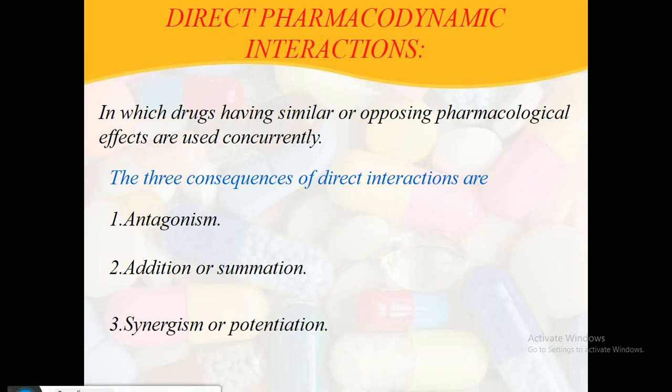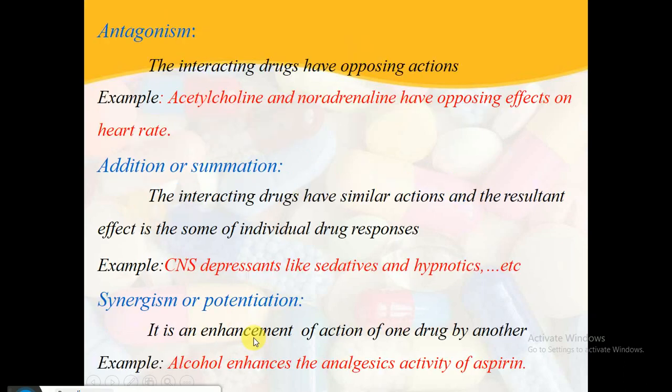What are the names of these consequences which occur after a direct drug interaction? The first one is antagonism, the second one is addition, or you can say summation, and the third one is synergistic effects, synergism, or you can say potentiation.